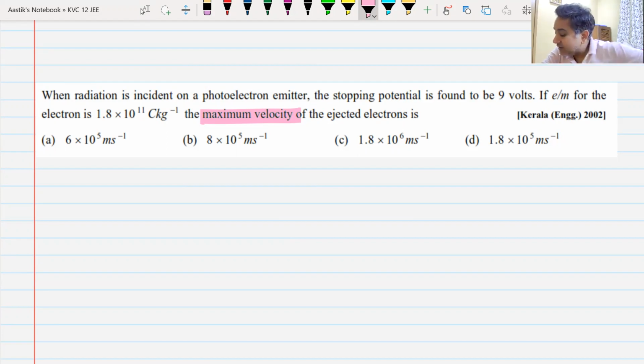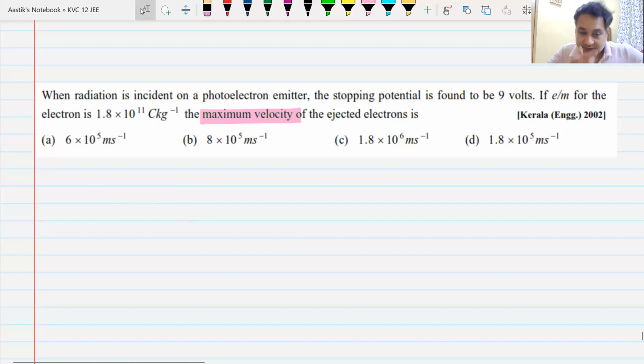When the radiation is incident on a photoelectron emitter, the stopping potential is found to be 9 volt. If e by m, charge by mass ratio, for the electron is something. What is the maximum velocity of ejected photons? Not ejected photons, ejected electrons.